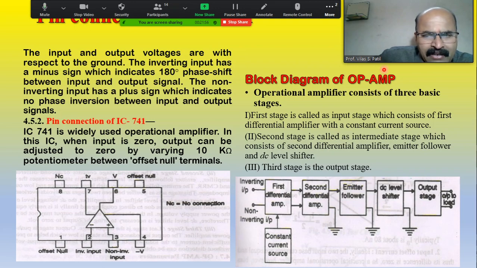एकदम सोपं आहे. एक म्हणजे काय करायचंय सांगा? सिम्बॉल ड्रॉ करायचा, एक्सप्लेन करायचा, पुन्हा पिन कनेक्शन ड्रॉ करायचं, एक्सप्लेन करायचं, ब्लॉक डायग्राम ड्रॉ करायची, आणि प्रत्येक ब्लॉक एक्सप्लेन करायचा. या ब्लॉक डायग्राम मध्ये आलो तर ऑपरेशनल एम्प्लीफायर कन्सिस्ट ऑफ द 3 स्टेजेस.